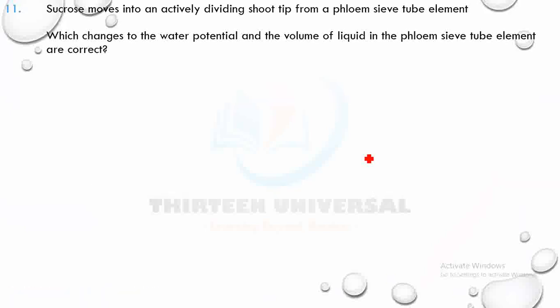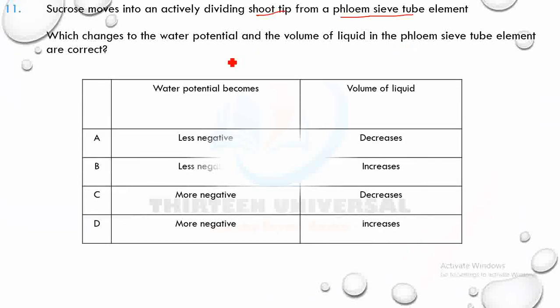All right, let's go to the next question. Sucrose moves into an actively dividing shoot tip from a phloem sieve tube element, which changes the water potential and the volume of liquid in the phloem sieve tube element are correct. So which one is the answer? Pause the video and try it, guys.